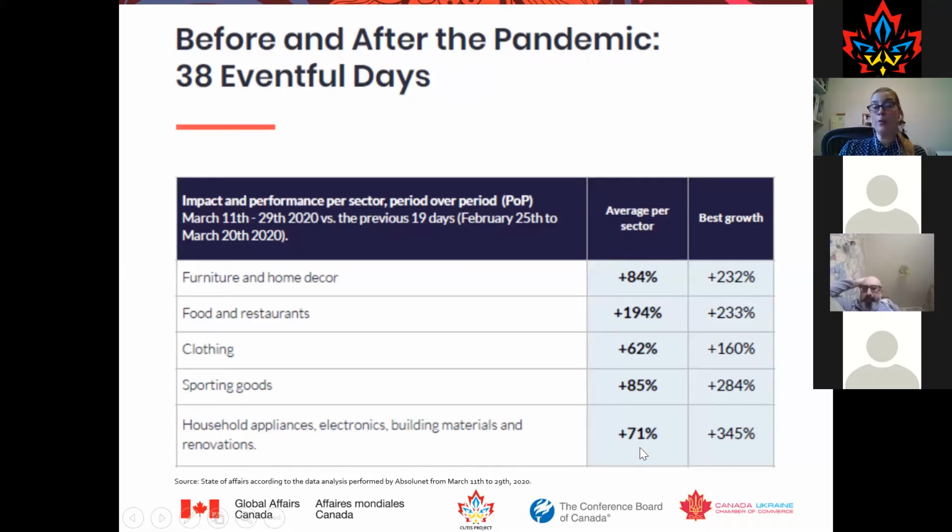This is the growth in e-commerce between March 11 and March 29. This is our sector here. It was 62% growth in e-commerce. Between February 25th and March 20, this is the growth right now, 160. So this is vice versa, sorry. This is February, this is March. So before we were growing e-commerce 62%, right now we're growing 160%.